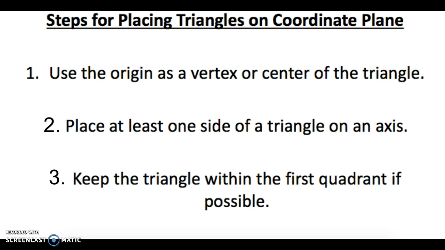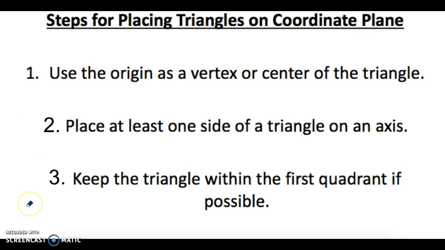Okay, so steps for placing triangles on the coordinate plane are: 1, we'll use the origin as a vertex or center of the triangle. 2, we're going to place at least one side of a triangle on an axis. Okay, we want to make our life easier. So remember when we were talking about the measures of sides, we don't have to use a distance formula if a side of our triangle is on an axis because we can just count the units on that axis, right?